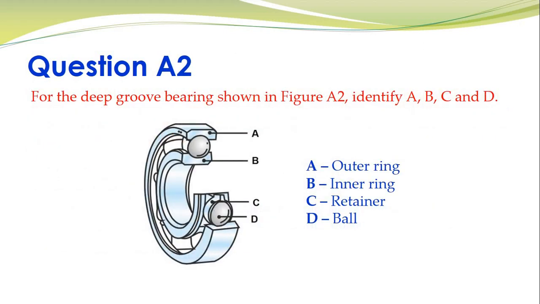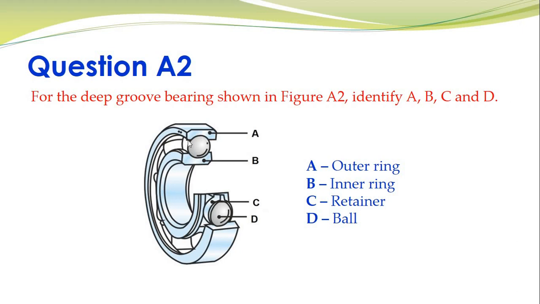what you're given is a deep groove ball bearing, and you are to identify parts A, B, C and D. So when you look at this, A is the outer ring, B is the inner ring. When you look at C, you'll see that C is the retainer. The retainer contains the spherical balls in it, and it is equally spaced around the circumference of the inner race. Then D itself is the spherical ball, or you can just simply say a ball.